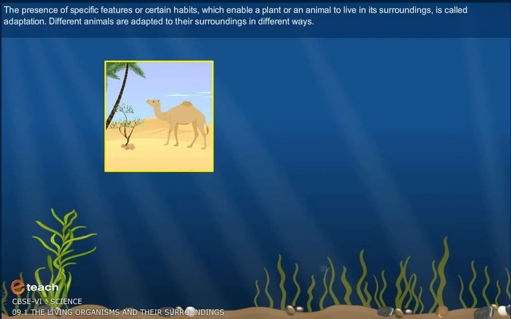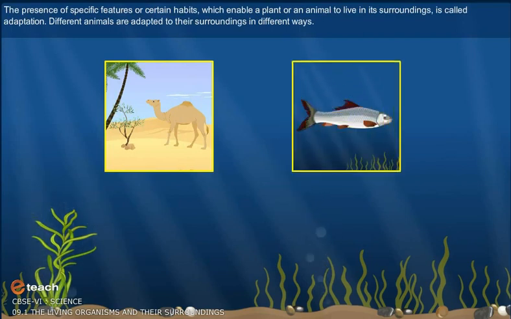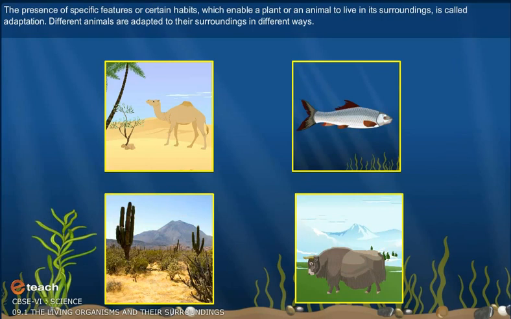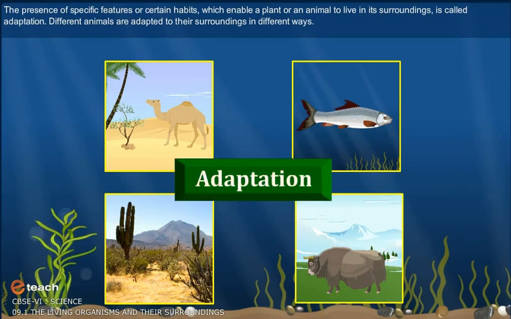The presence of specific features or certain habits which enable a plant or an animal to live in its surroundings is called adaptation. Different animals are adapted to their surroundings in different ways.